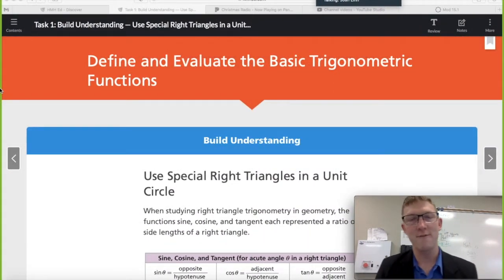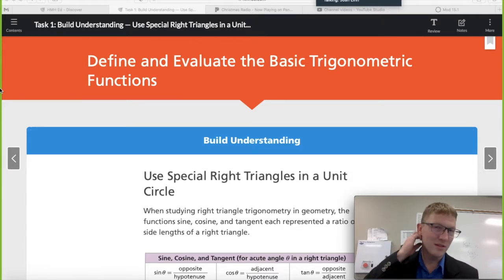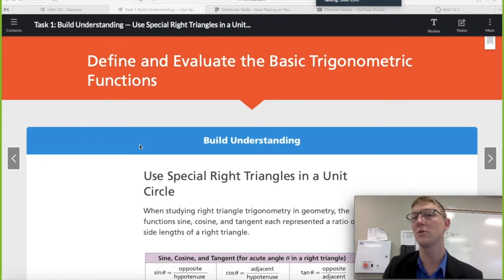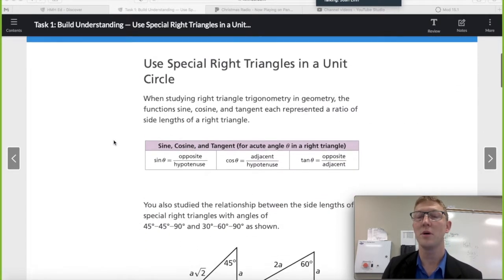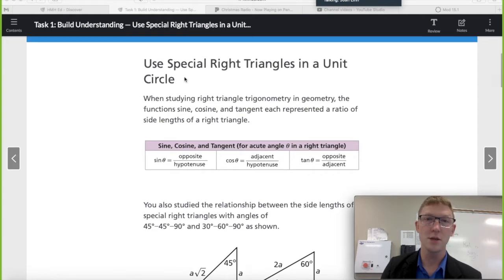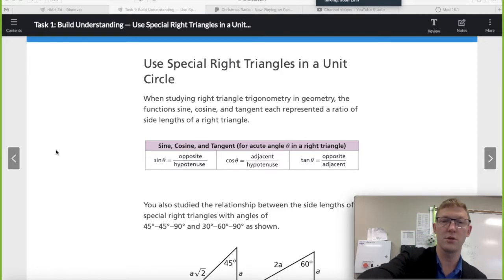Define and evaluate the basic trigonometric functions. I'm hoping this is going to be a bit of a review, because theoretically you should have gone through some of these functions before, but just in case, we'll figure it out together. We can use these special right triangles in a unit circle. And when we get to that unit circle, I'll show you that it all works out really well for the right triangle.